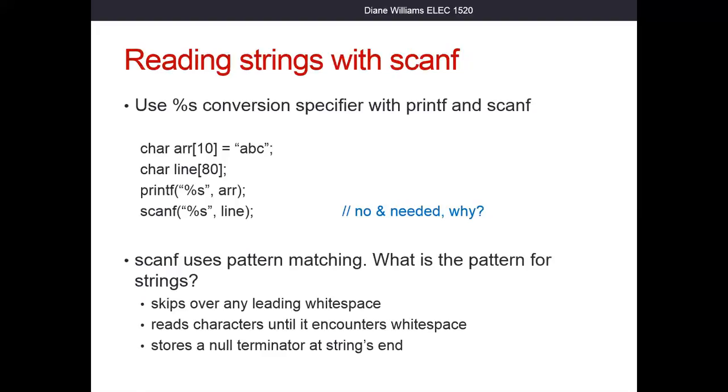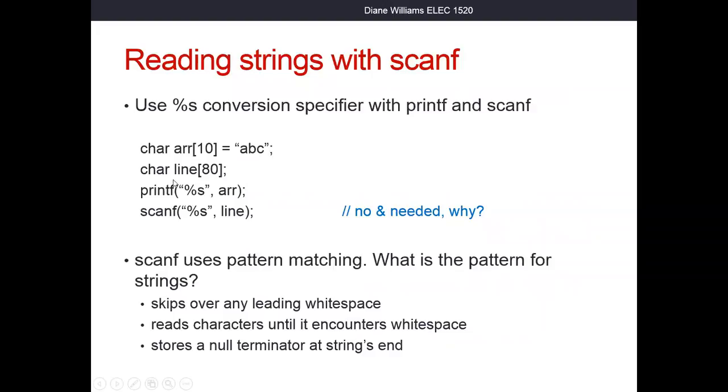We can read strings with scanf, right? And we use the %s conversion specifier to do that. We saw that example before with string literals in the previous video. Here we've got our array, arr, which has 10 elements. I've initialized it with this initializer list, so it has ABC stored followed by the null terminator.